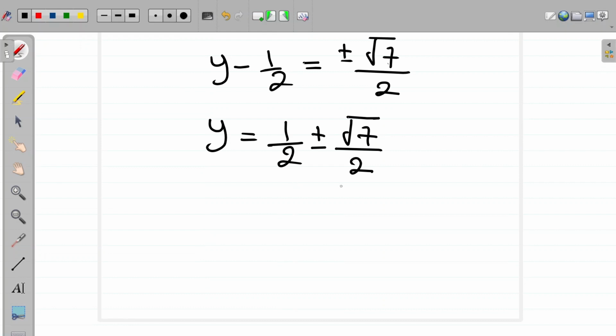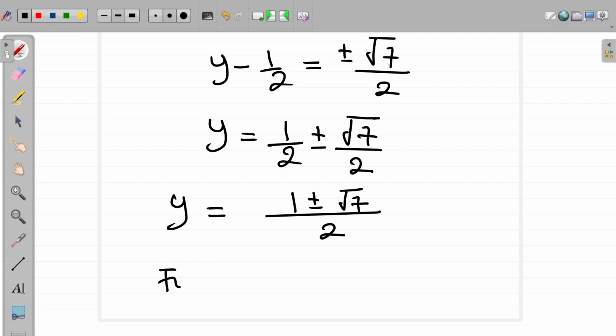So since 2 is common in our denominators, we have that y is equal to, taking LCM to be 2, 2 divided by 2 is 1, 1 times 1 is 1, plus or minus 2 divided by 2 is 1, 1 times root 7 is root 7.